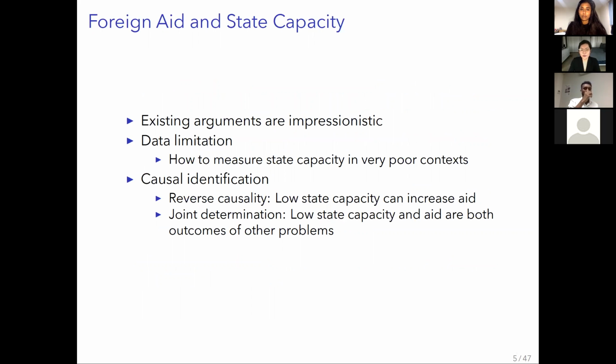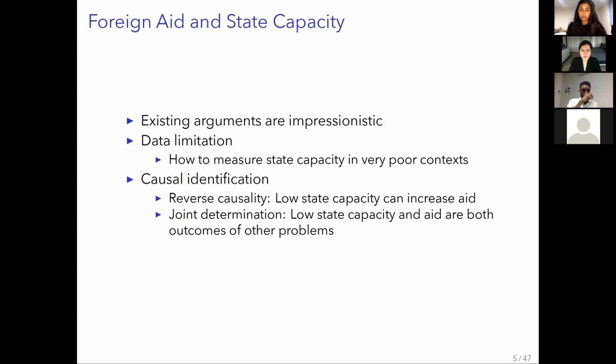So why do we need to do an empirical study? Well, the existing arguments, though quite compelling, are based on anecdotes and are impressionistic. And what we really want is some systematic data to tell us whether this is true or not. And if true, how is it happening? The art is in the details, so to speak.